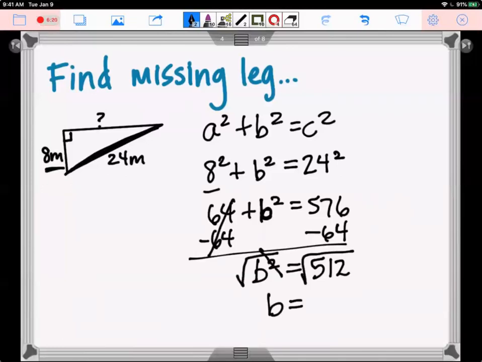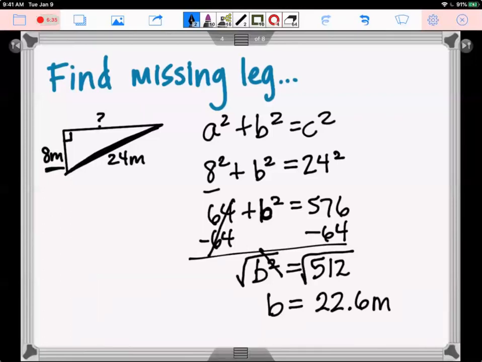22.627417. Doesn't matter. It's a decimal this time. That's fine. Just round to the tenth place, okay? 22.6. And the label is meters, or m.